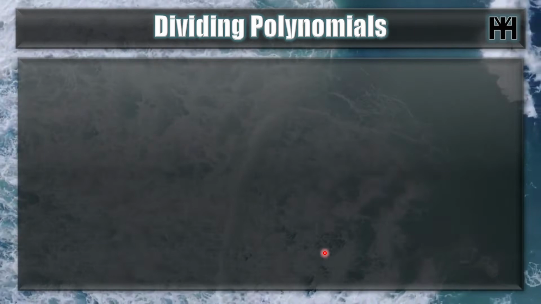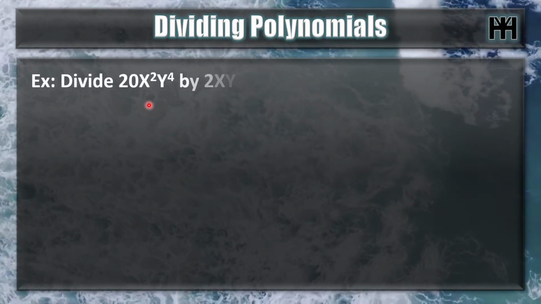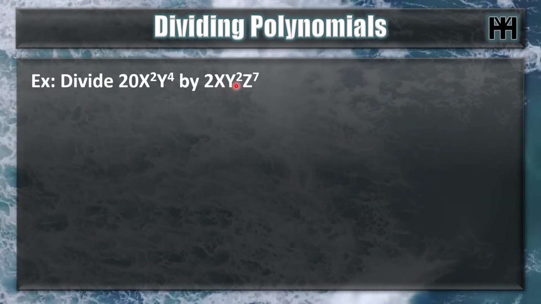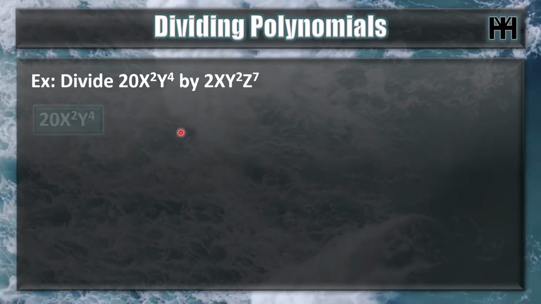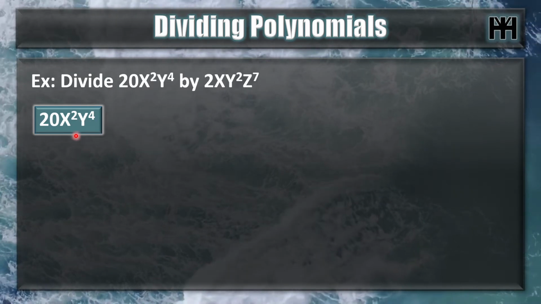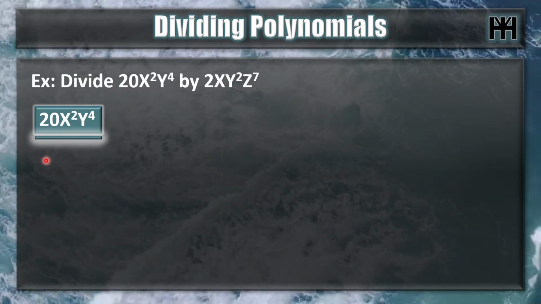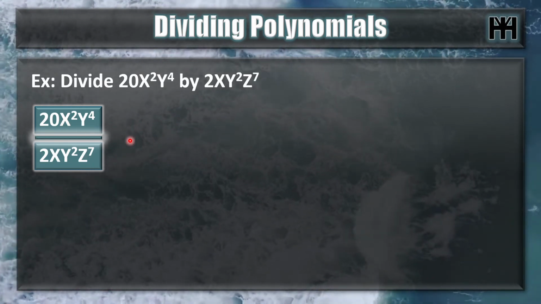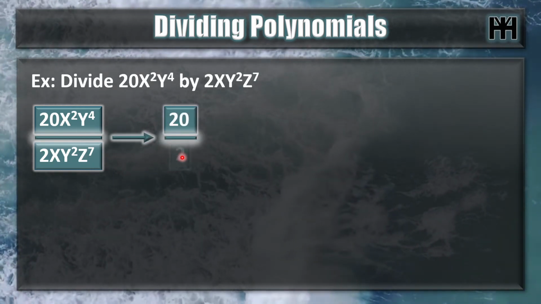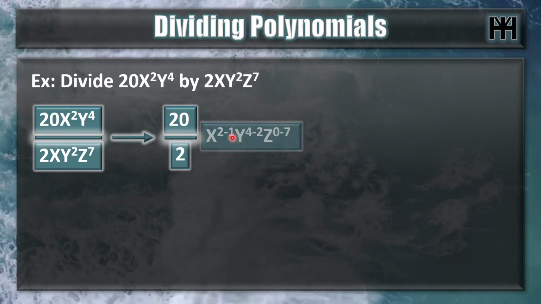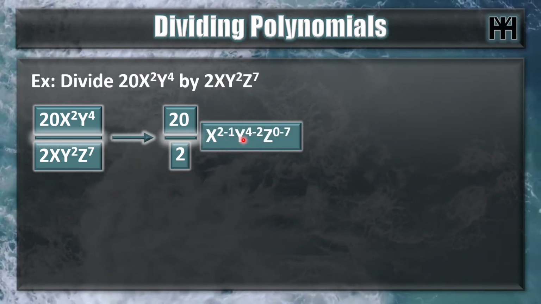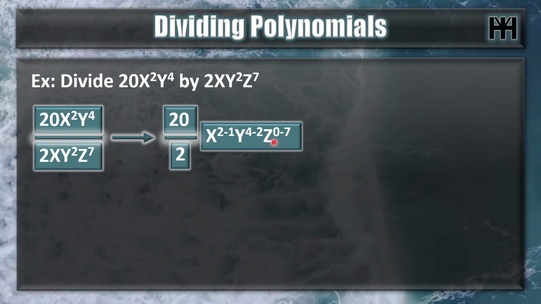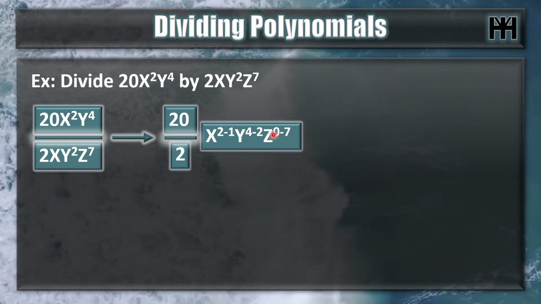Dividing polynomials. Divide 20x squared y power 4 by 2x y power 2 z power 7. So we have 20x squared y power 4 over 2x y power 2 z power 7. We will divide the coefficients. We will have 20 over 2 and x power 2 minus 1, y power 4 minus 2, z power 0 minus 7.